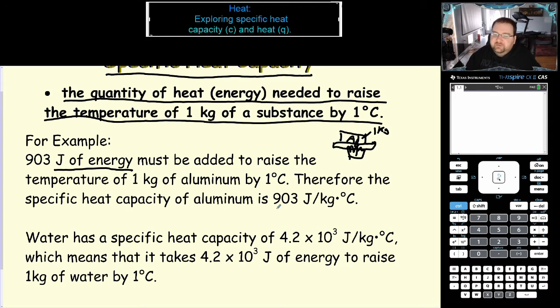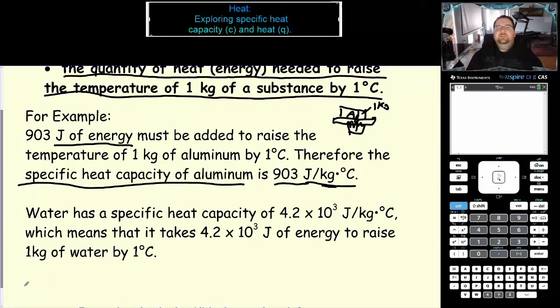So therefore, we can say that the specific heat capacity of aluminum is 903 joules of energy per kilogram and degree Celsius. So if I wanted to raise 1 kilogram by 2 degrees Celsius, I just have to double this, right? This is your specific heat capacity of aluminum: 903 joules per kilogram Celsius.